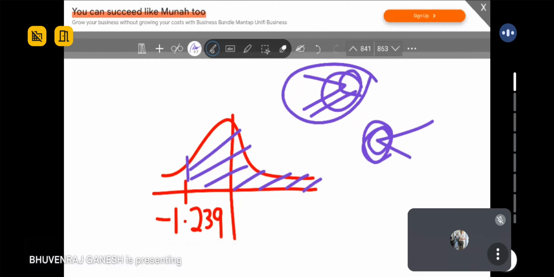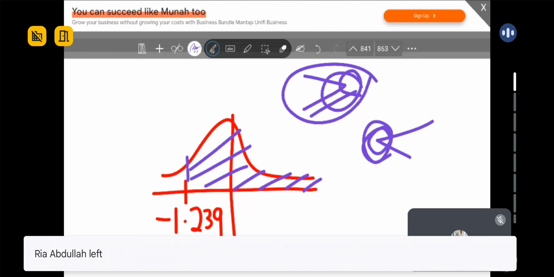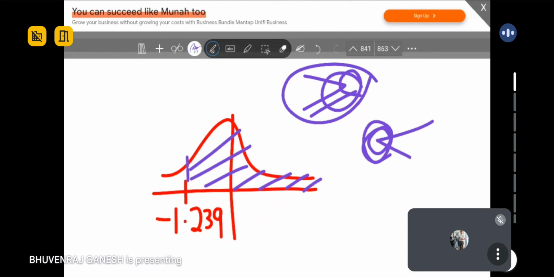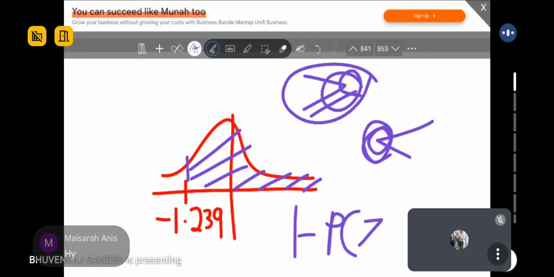Okay, so how to find? Logic, guys. You can think logic also. Tak perlu tengok syarat-syarat pun. You don't need to see the condition, you can get the answer. So how? You can take 1 total minus probability Z less than or equal to negative 1.239. Do you all understand? Boleh dapat kan?